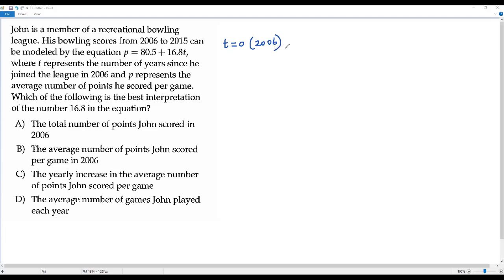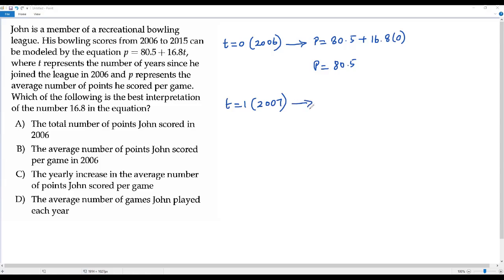So in the year 2006, what is the average number of points scored per game by John? For that, we plug T equals 0 into this equation. Then P equals 80.5 plus 16.8 times 0. 16.8 times 0 is 0, and 0 is added to this value, so I'm getting 80.5. In the year 2006, the average number of points scored by John per game is 80.5.